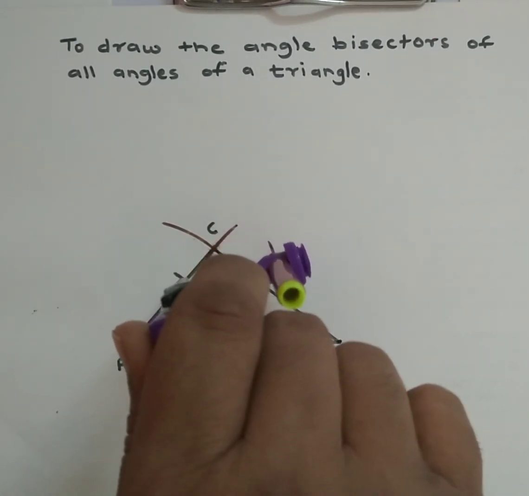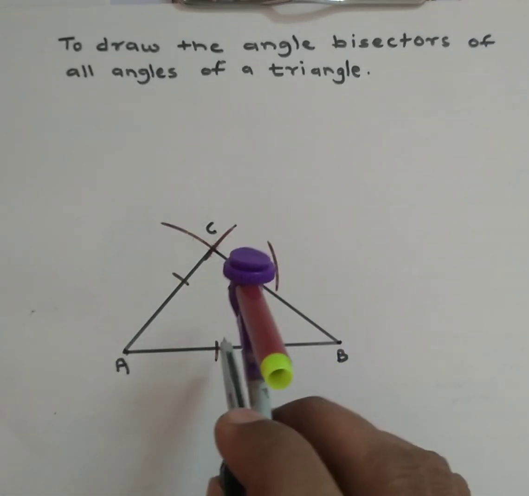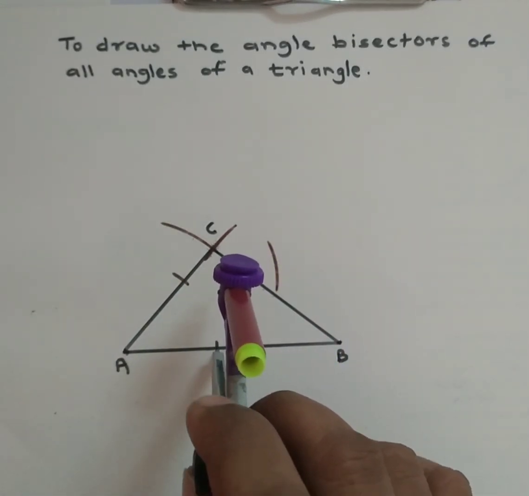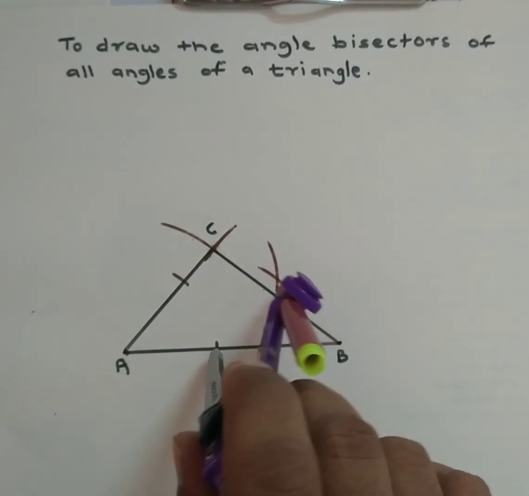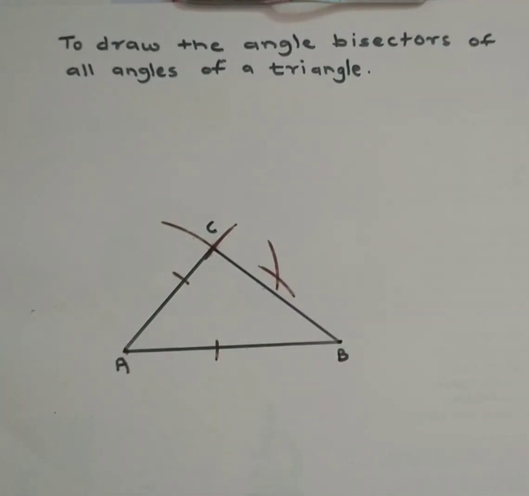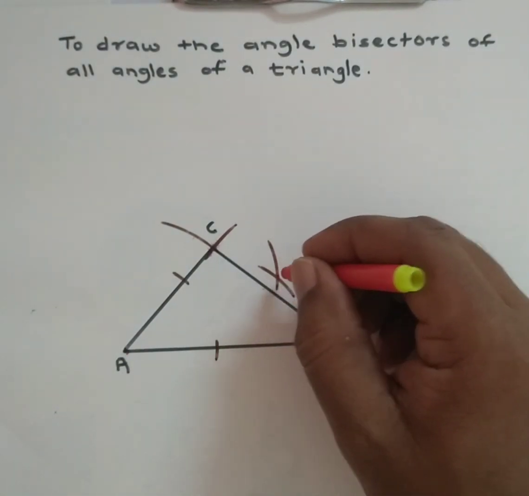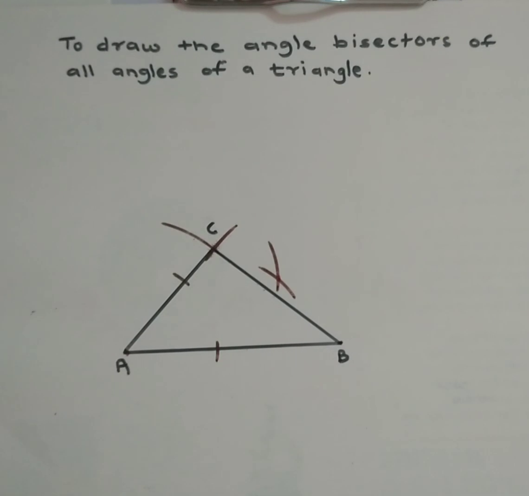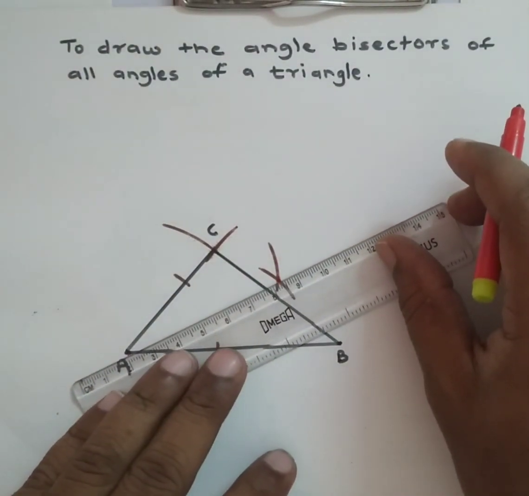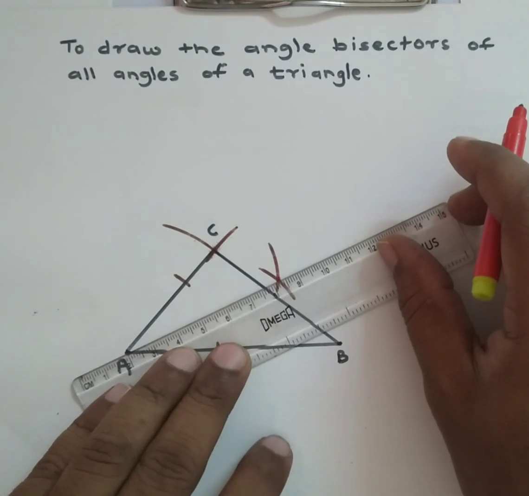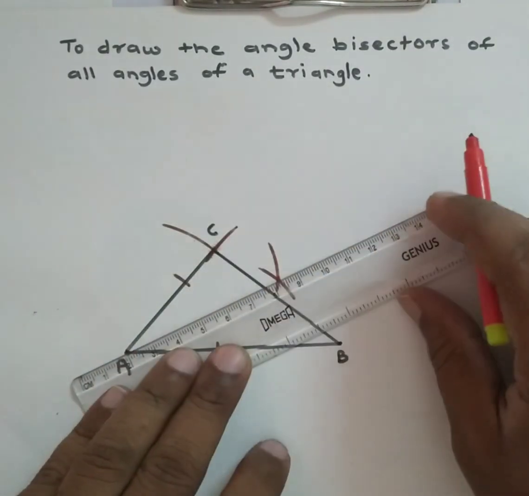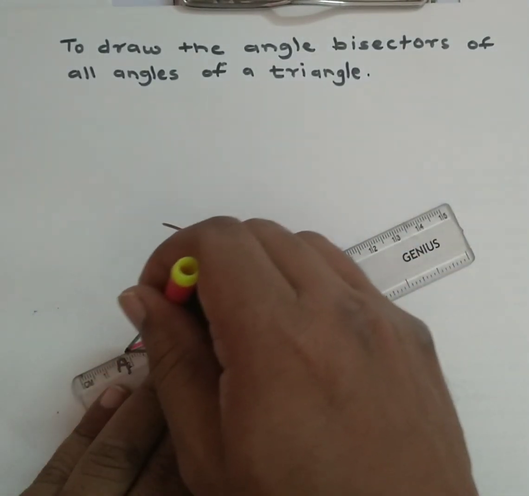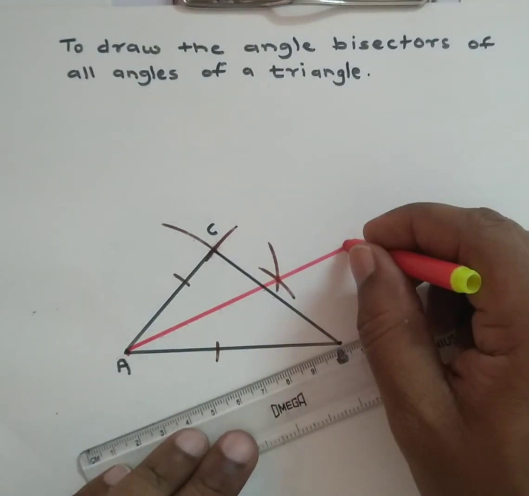The arcs that we are going to draw can be in the interior of the triangle or in the exterior of the triangle, depending on the distance that we have taken in the compass. And here we see that the arcs are in the exterior. That will make no difference, but it will become easy to draw the next angle bisectors if the arcs go in the exterior of the triangle, and it will reduce the confusion. So this is the angle bisector of angle A.